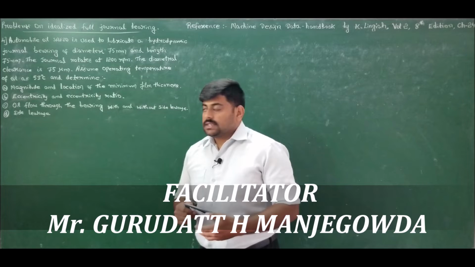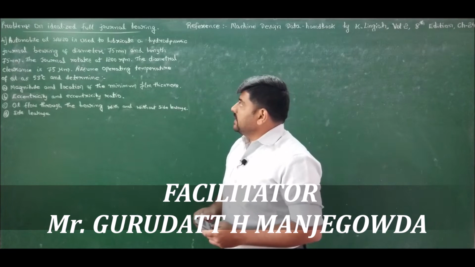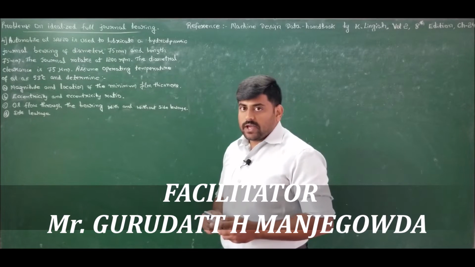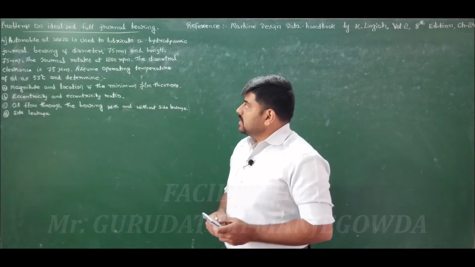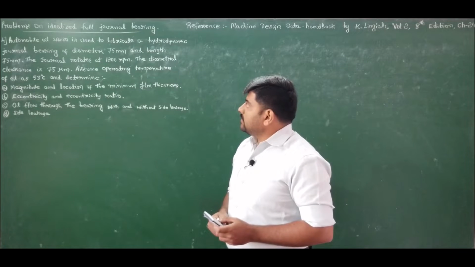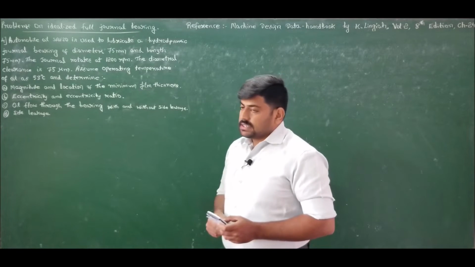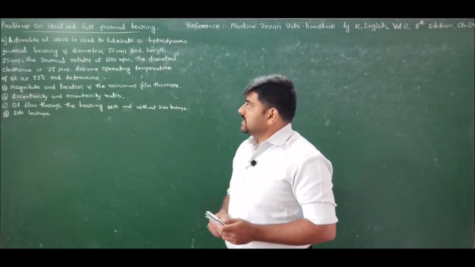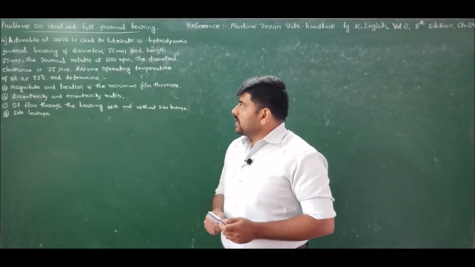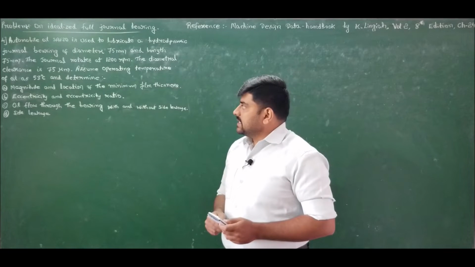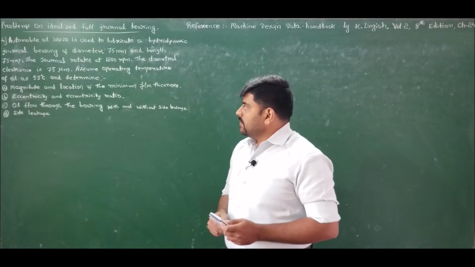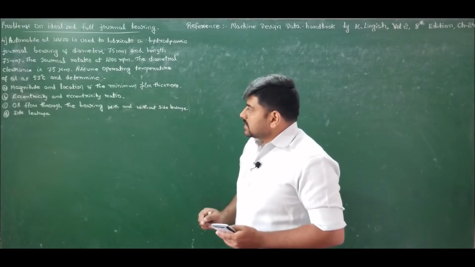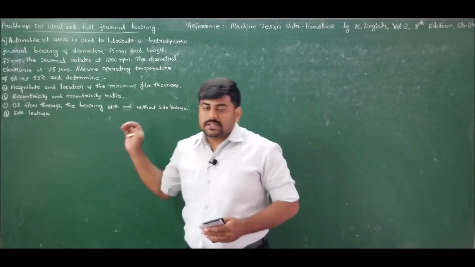The problem number 4 states that automobile oil SAE20 is used to lubricate a hydrodynamic journal bearing of diameter 75 mm and length 75 mm. The journal rotates at 1200 rpm. The diametral clearance is 75 micron meters. Assuming operating temperature of oil as 53 degrees Celsius, determine magnitude and location of minimum film thickness, eccentricity and eccentricity ratio, oil flow through the bearing with and without side leakage. Also find side leakage. Let us address this problem. This problem is based on side leakage.